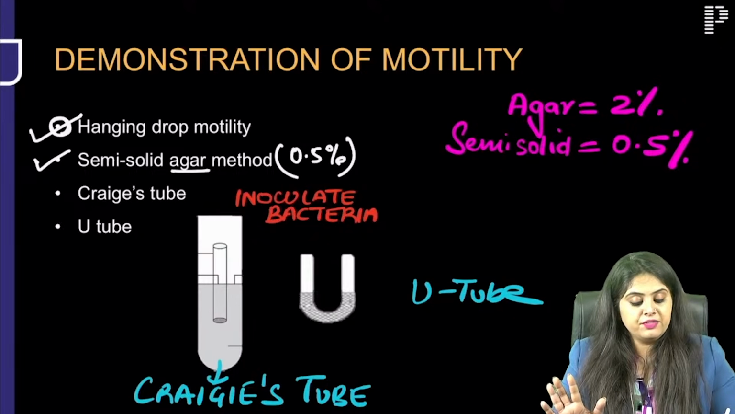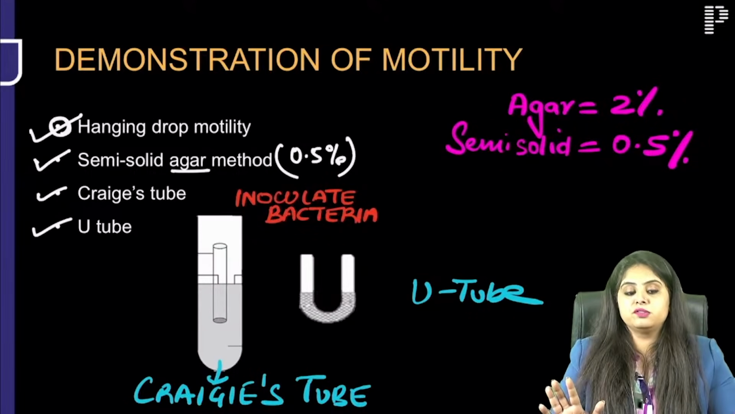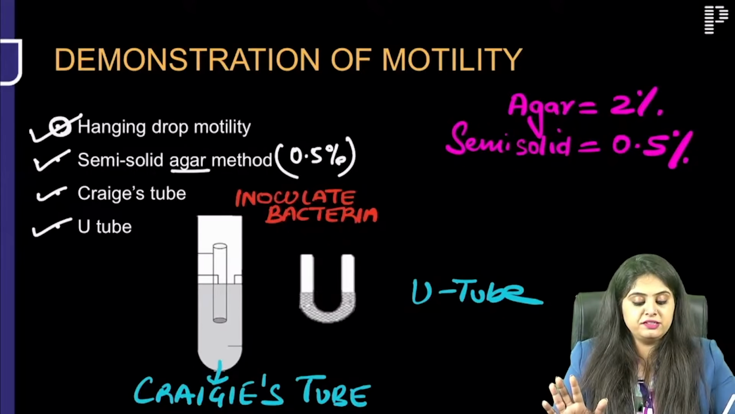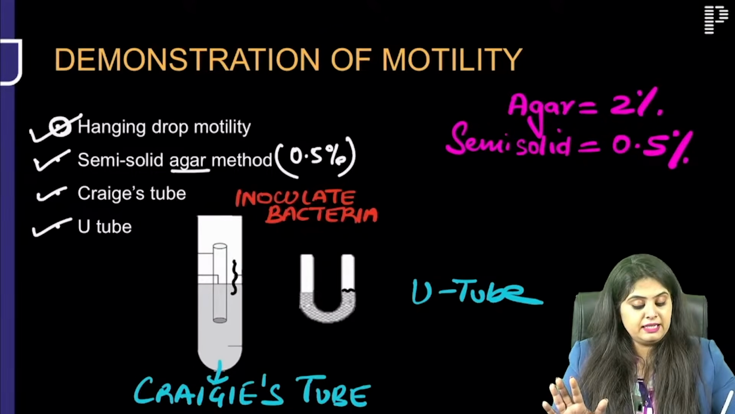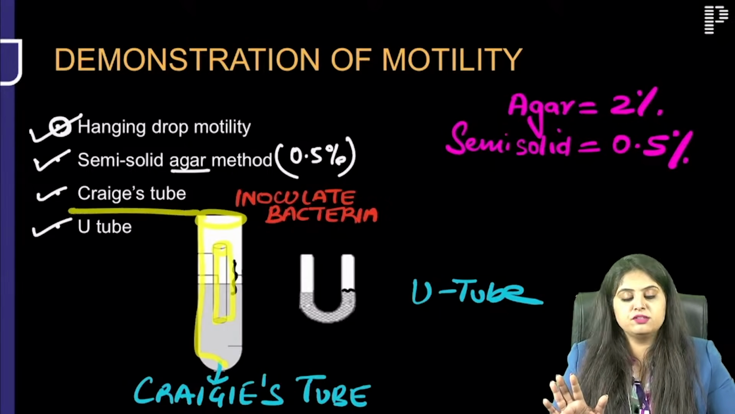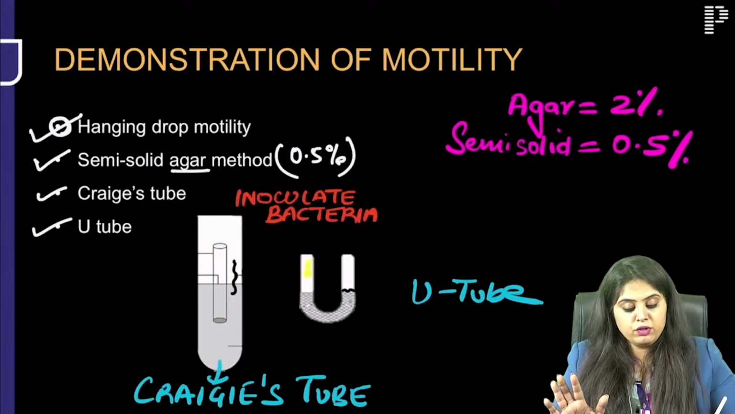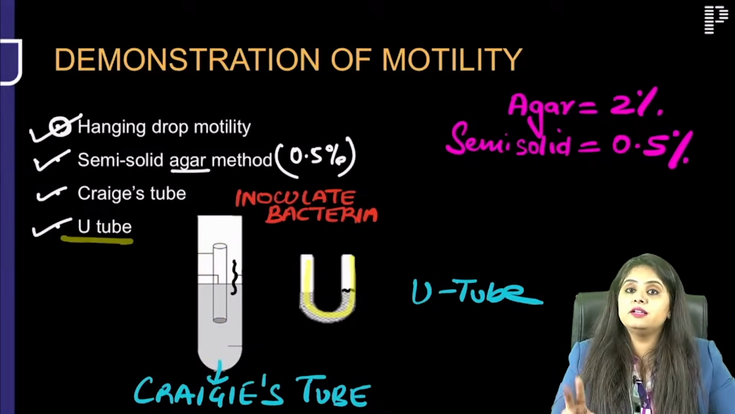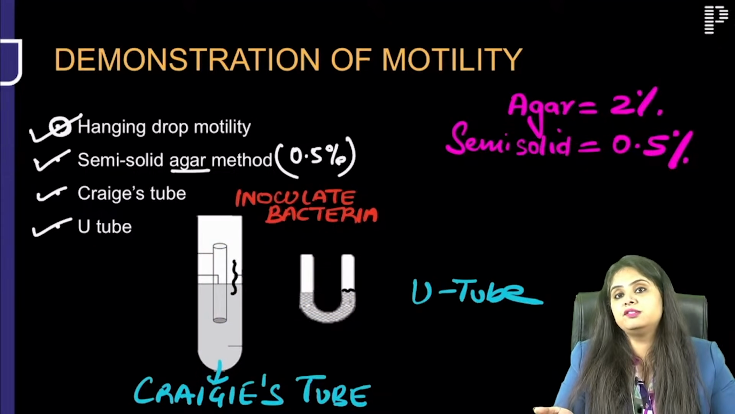moving around. The next one, there are 2 tubes you can use. From there you can actually see the bacteria will be seen on the surface moving. Either you have a big tube and then a small tube inside it, that is known as the Craigie's tube, or you actually have a tube which looks like a U-tube. In both of them, you can see the bacteria moving.